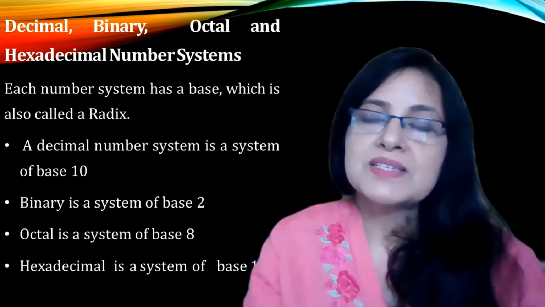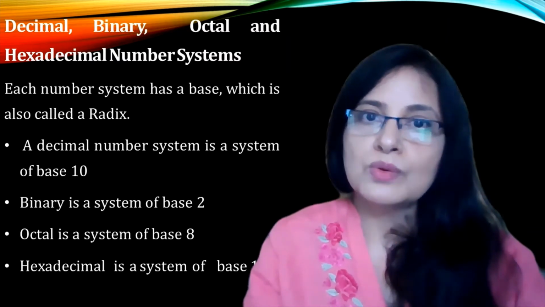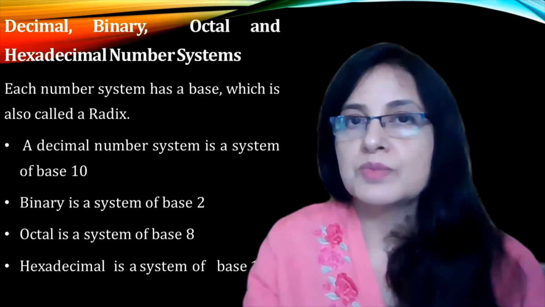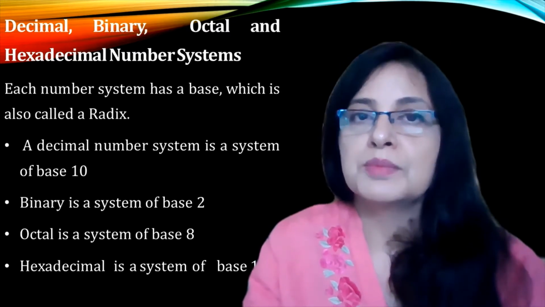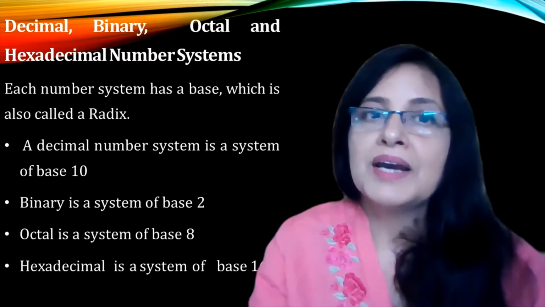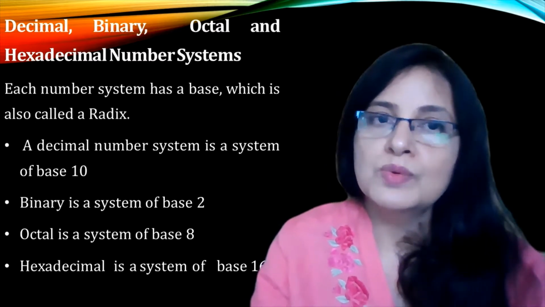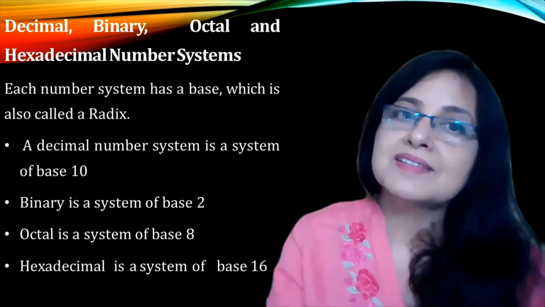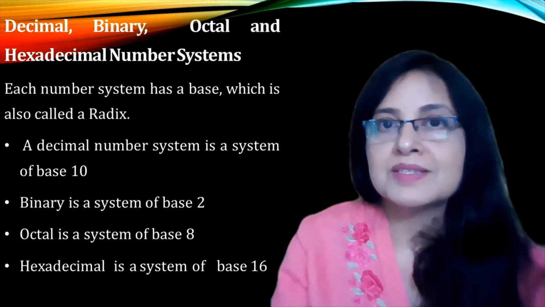So each number system has a base, which is also called a radix. The decimal number system, which is the most common number system, has base 10. Binary number system has base 2. Octal number system has base 8. And the hexadecimal number system has base 16.